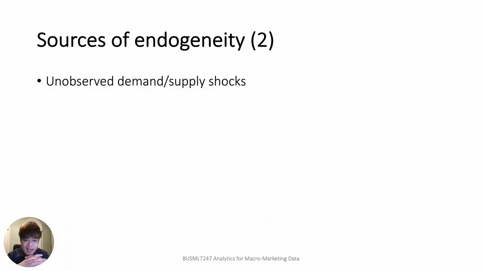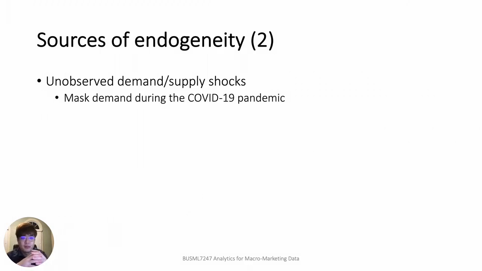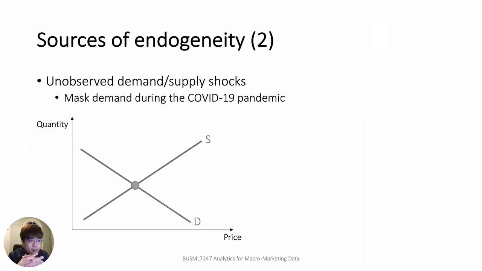Another source of endogeneity is unobserved demand and supply shocks. For example, consider the mask demand during the COVID pandemic. Before the pandemic, demand and supply generated an equilibrium at the intersection of the demand and supply curves, and the equilibrium is what was observed in data before the pandemic.